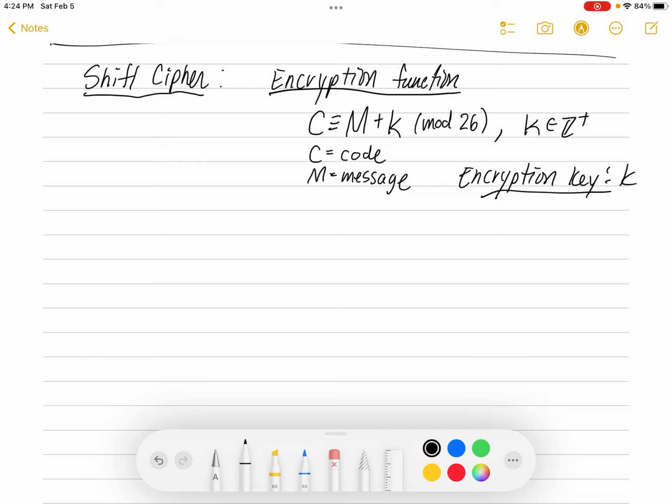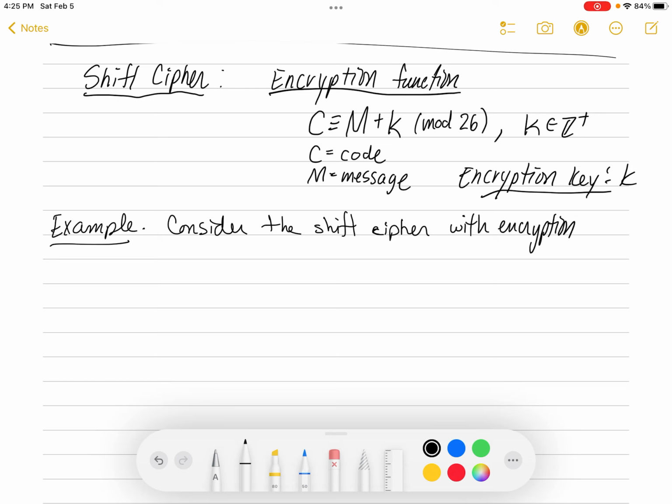All right, so we want to do some examples of just a shift cipher, other than the Caesar cipher. So example, consider the shift cipher with encryption function: the code is congruent to the message plus 19, mod 26.